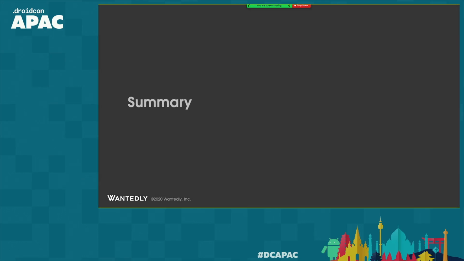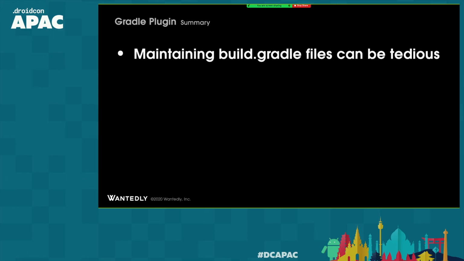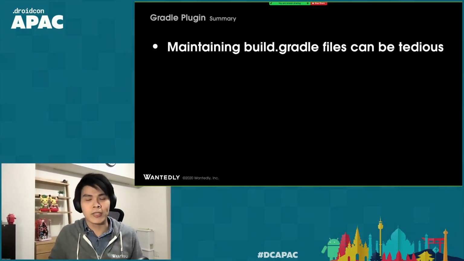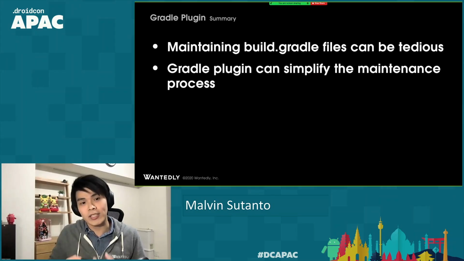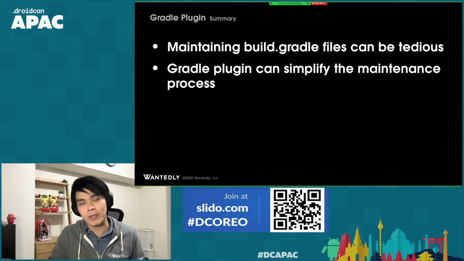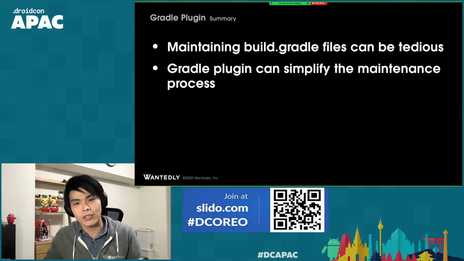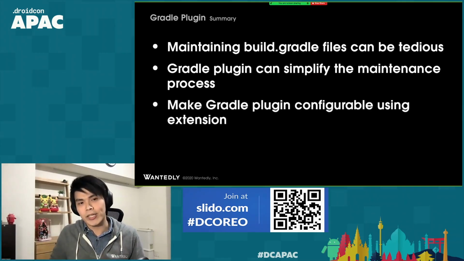And to summarize what I've talked about today, maintaining build.gradle files can be tedious, especially if you have a large number of modules, because you will have duplicated build logic and build parameters across these files. And Gradle plugin can simplify the maintenance process of these files by encapsulating the build logic and allowing you to share build logic, and also enables you to enforce specific standards on each of these modules. You can even make your Gradle plugin configurable using custom extensions so that each module can override the build parameters when they see necessary.